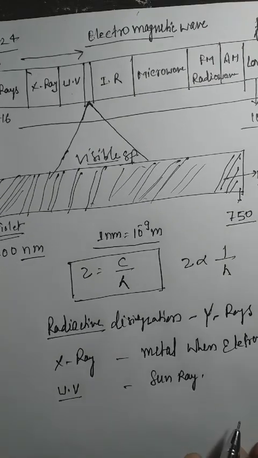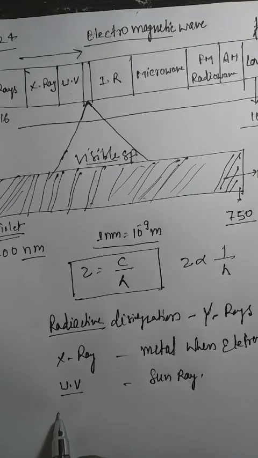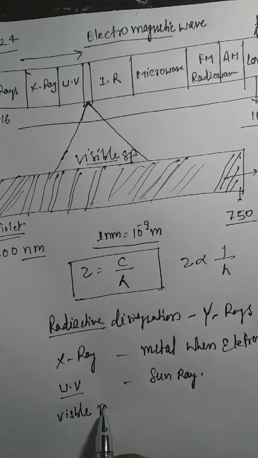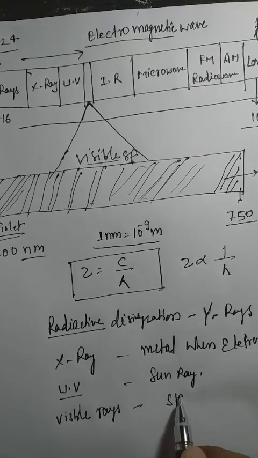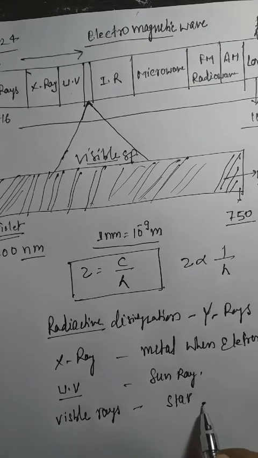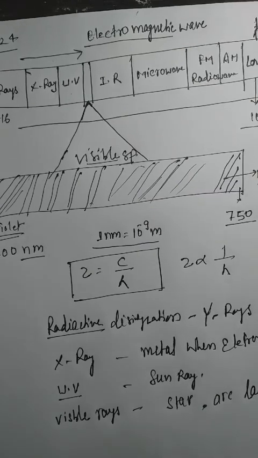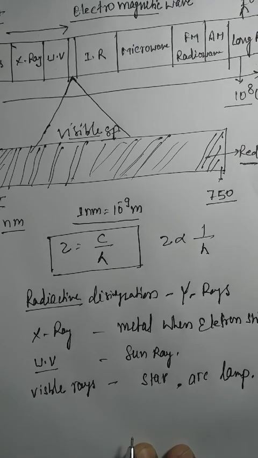And then the visible region is from stars and arc lamps. So you will easily understand the wide range of the visible region or visible spectrum. This is coming from stars and arc lamps. So memorize this. Visible region rays are coming from here.